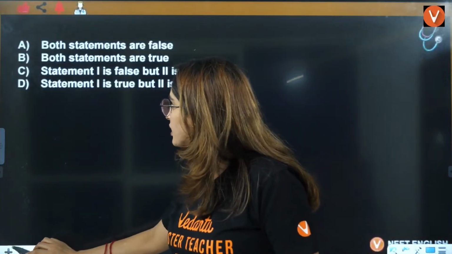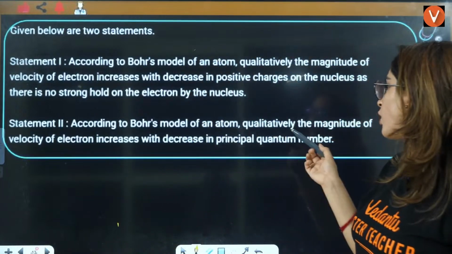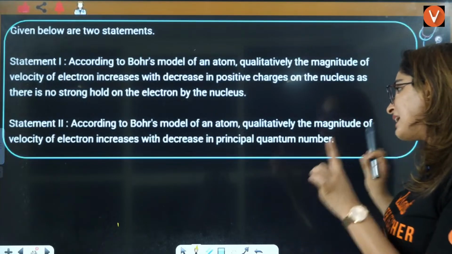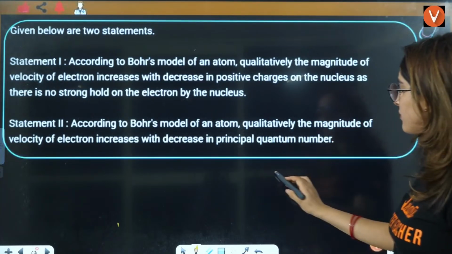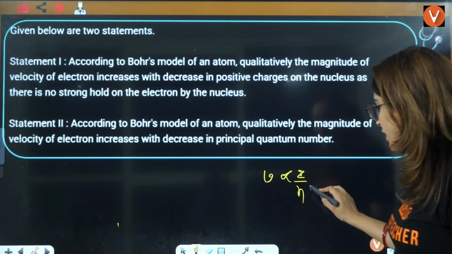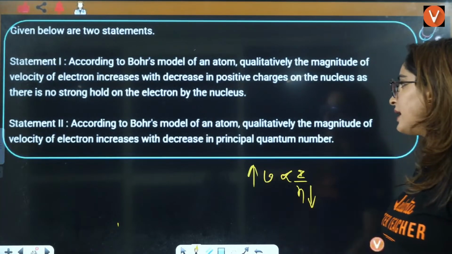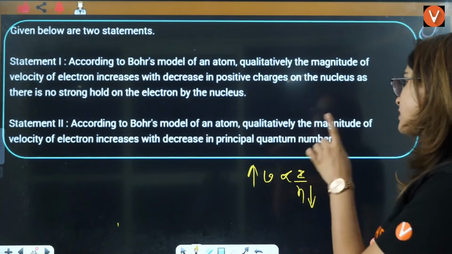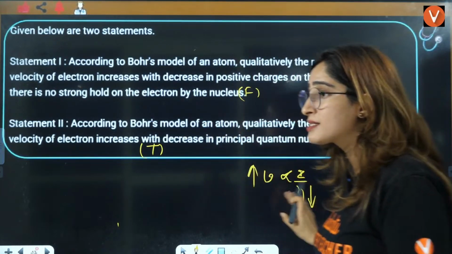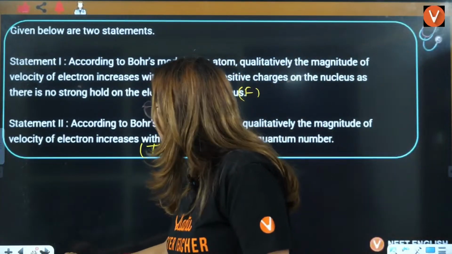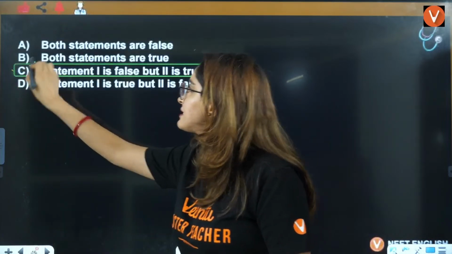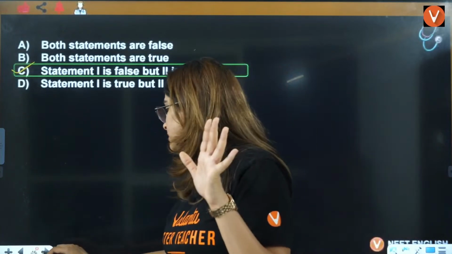Next is, according to the Bohr model of an atom, qualitatively the magnitude of velocity of electron increases with decrease in principal quantum number. Now that is directly proportional to Z by N. When you decrease N, this is going to increase, right? Velocity will increase with decrease in this, that is true. So the first statement is false, the second statement is true. So we can say that C is the correct statement here.